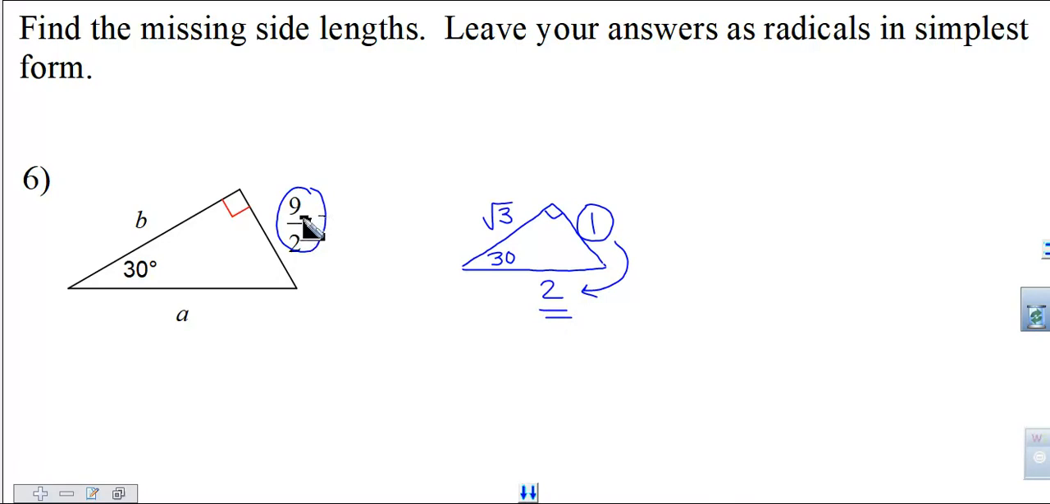When I multiply 9 over 2 by 2, I get 18 over 2, which reduces to 9. If I want to go to the side across from the 60, I'll multiply by the square root of 3. Remember, when you're multiplying a fraction times a whole number, or in this case, a radical, think of that radical as over 1, so that you're multiplying the correct part. 9 square root of 3 over 2.